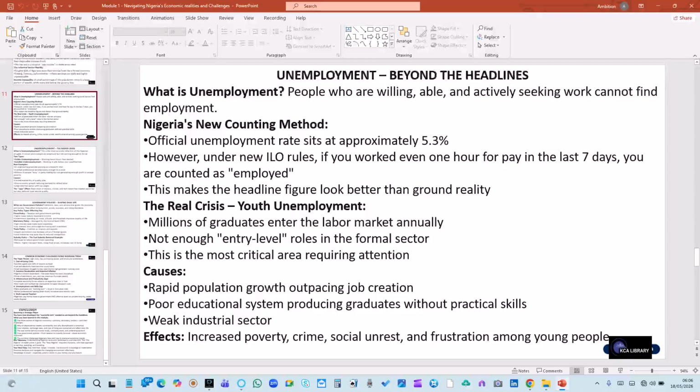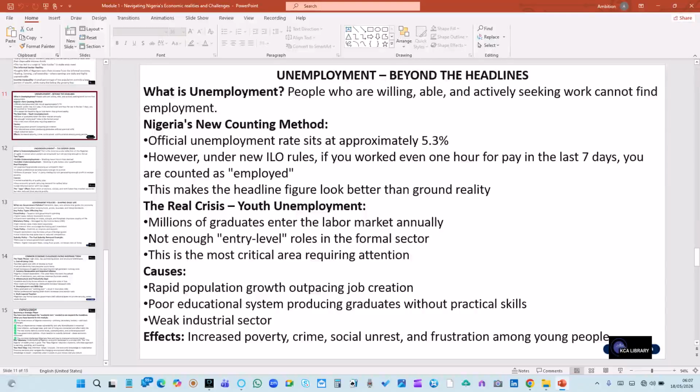However, under the new International Labour Organization rule, if you work even 1 hour for pay in the last 7 days, you are counted as employed. This makes the headline figure look better than the ground reality. The real crisis here is youth unemployment.